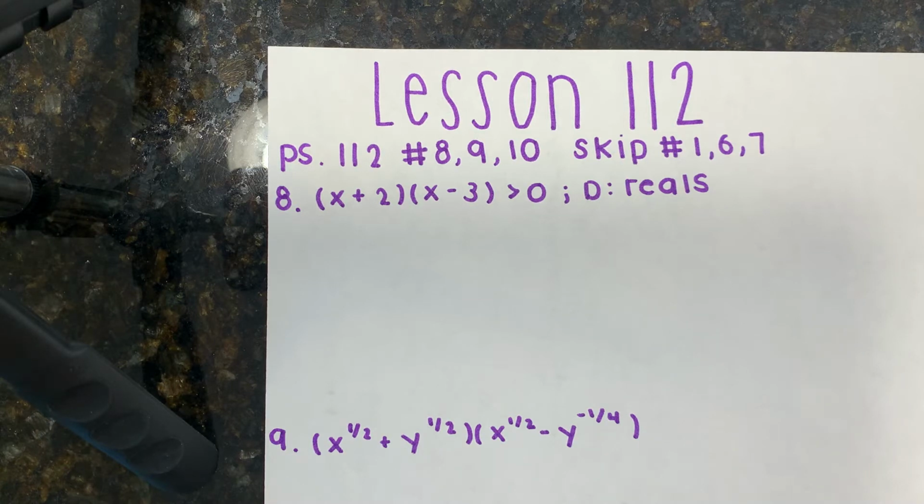So what we're going to do for this one is I want you to attempt numbers 8, 9, and 10. Numbers 1, 6, and 7 are skip problems on the lesson. Don't do them, just write skip on them. You can still get points for them, but you're not going to do them.